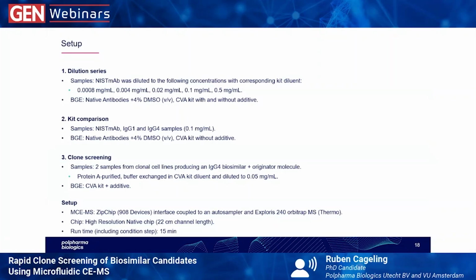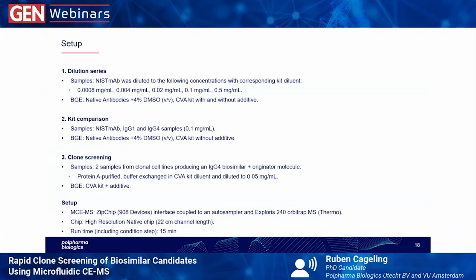The first experiment is a dilution series in which we took the NISTmAb sample and diluted it to concentrations between 0.0008 milligram per milliliter and 0.5 milligrams per milliliter, and tested it using the standard native antibodies MS BGE, the CVA kit BGE with and without the additive.